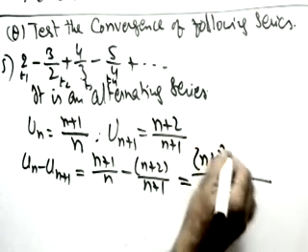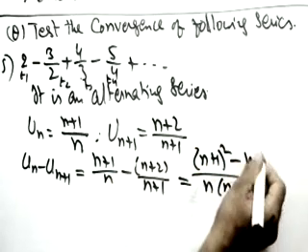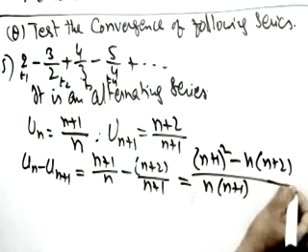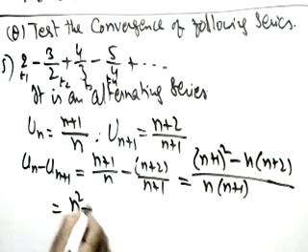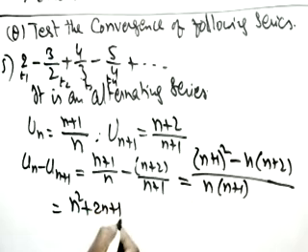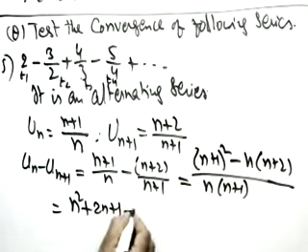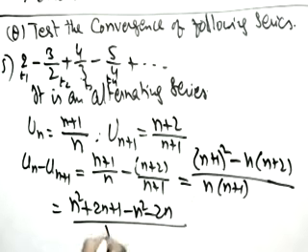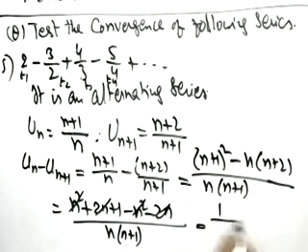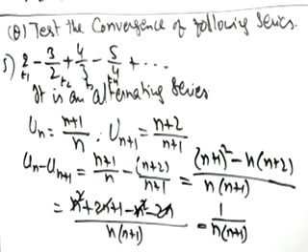(n+1) into (n+1) will become (n+1) whole square, minus, this will come here, n into (n+2). Now you expand this. (a+b) whole square is a square plus 2ab plus b square, so (n+1) square is n square plus 2n plus 1. You multiply this minus into plus: minus n square minus 2n, divided by n into (n+1). So you can cancel this one: n square minus n square, plus 2n minus 2n cancel. What is left here? 1 by n into (n+1).